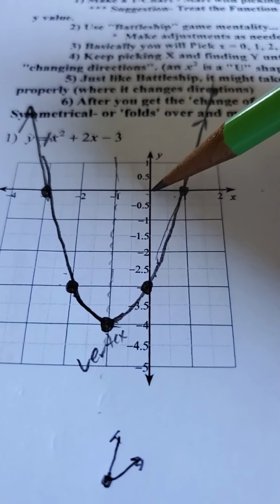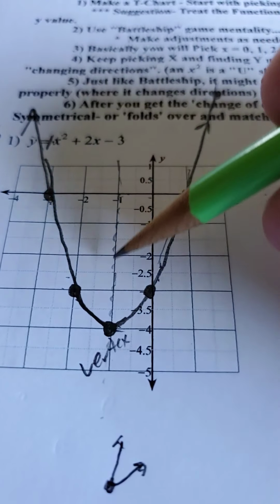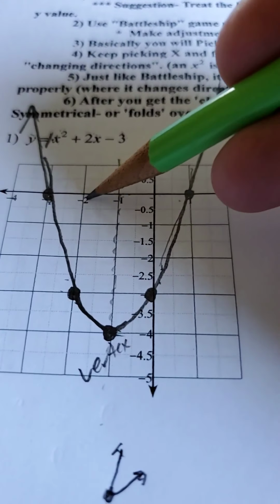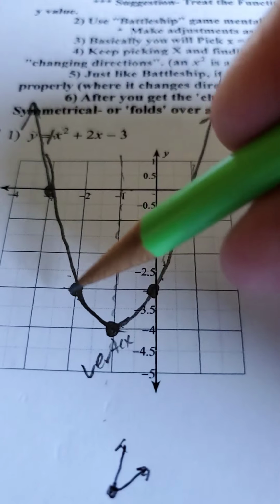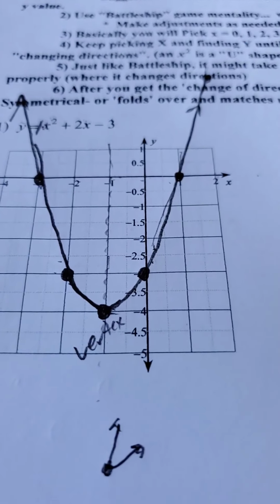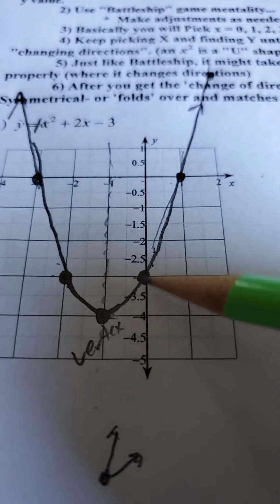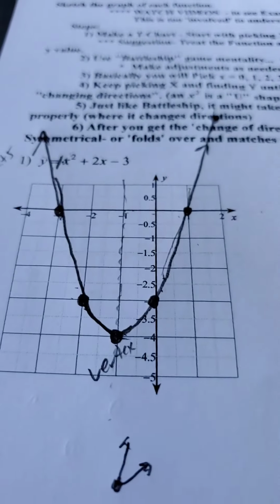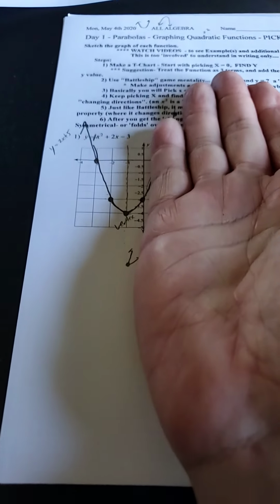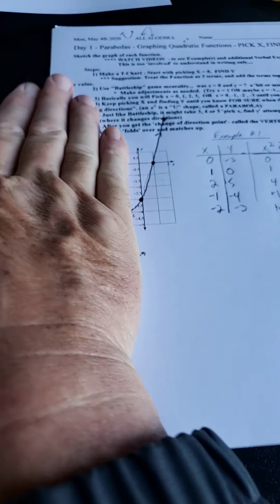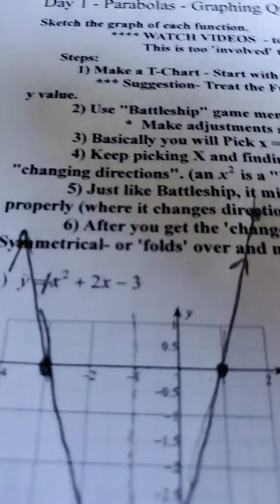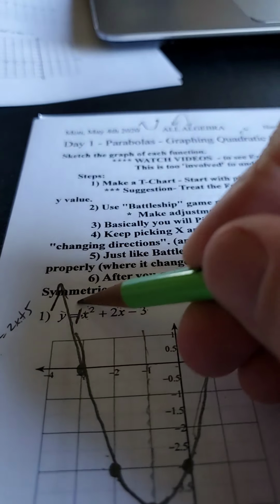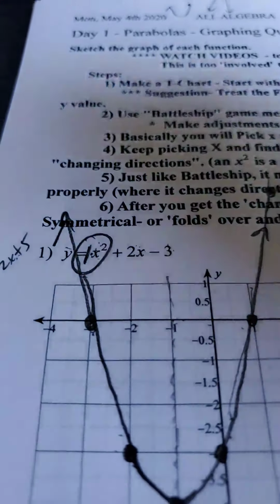So that's why I went to negative 1 for x, find out what y is. Negative 2 for x, find out what y is. And then once it changes directions, use your concept of line of symmetry to fold the graph over. Okay? Like I said, this graph will just fold over and match up perfectly. Okay? This is example 1, which is kind of easy because of that 1x squared concept.